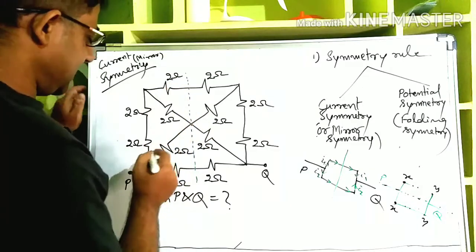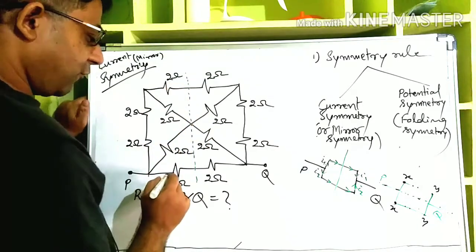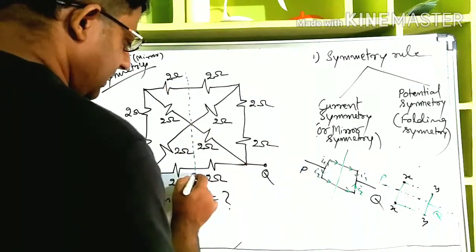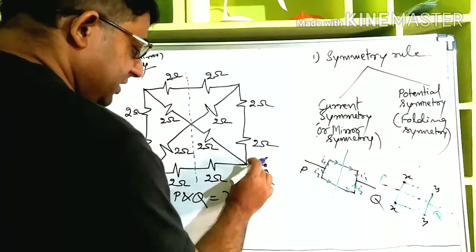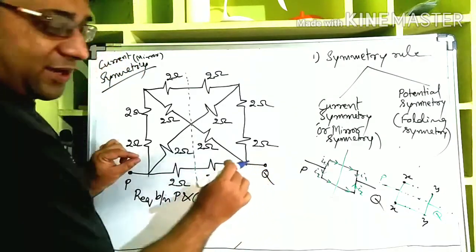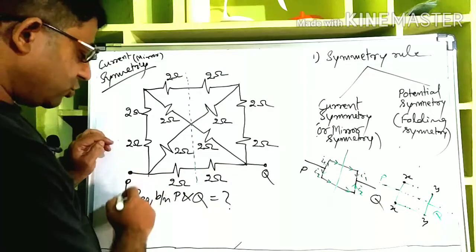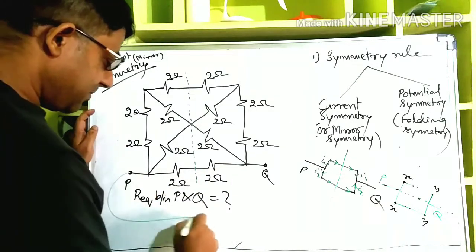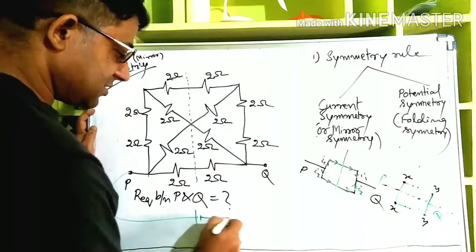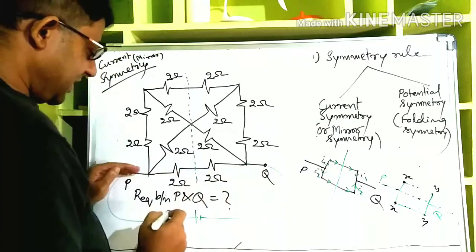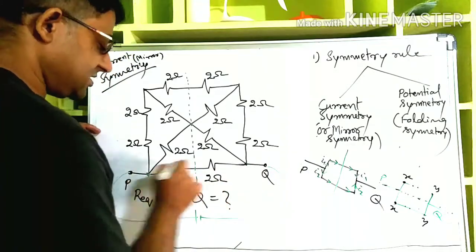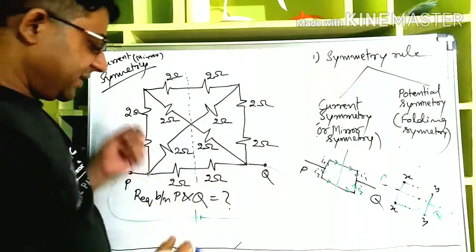So whatever current is flowing, now between which two points do we need to find the equivalent resistance? Between those two points you can imagine a battery, even if it's not given in the question. So this side is the positive side, this side is the negative side, and one battery is connected.